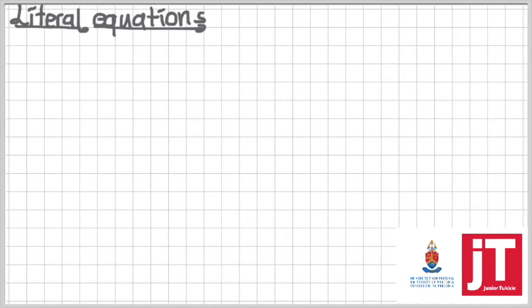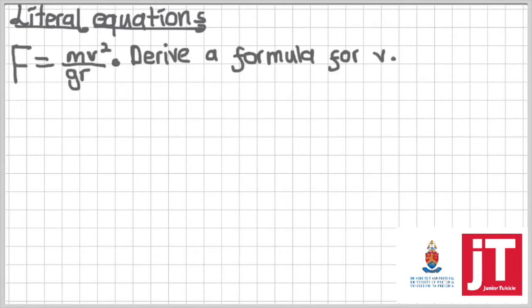Let's look at a specific question. You are given mf is equals to mv squared over gr. Instruction: derive a formula for v. In other words, make v the subject of the formula. Solve for v, isolate v.